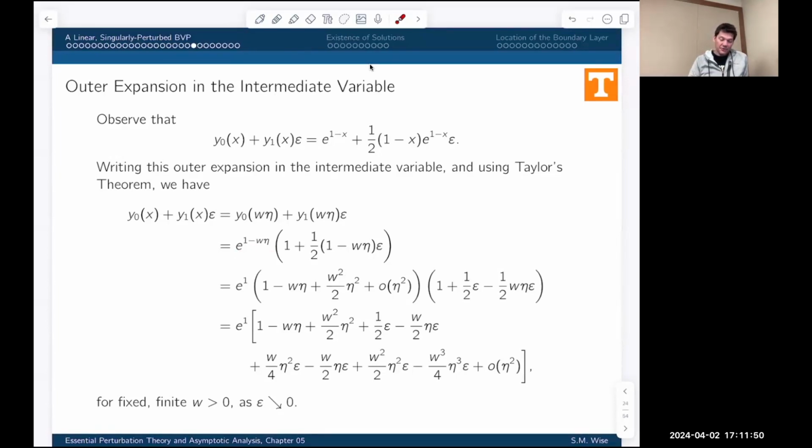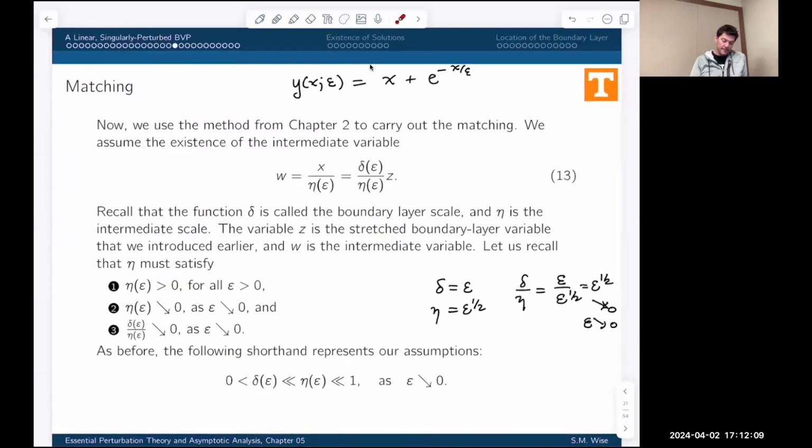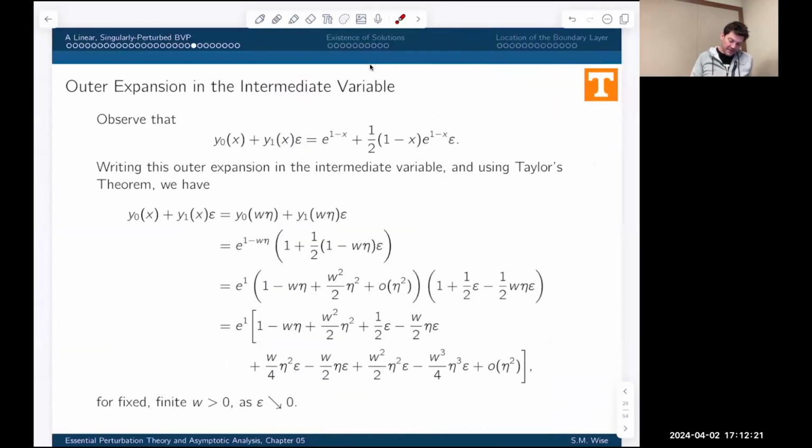Now, keep in mind, I'm trying to do an expansion as epsilon is getting smaller, but what do I know about eta as epsilon gets small? What happens to eta as epsilon gets small? It's also getting small. That was by our rule, right? Eta gets small as epsilon gets small. Or if you want to think about it in these terms, it's much, much smaller than 1 as epsilon goes to 0. Okay, so I'm just going to do a regular Taylor expansion of that, keeping in mind that eta is going to be small, times this expansion here.